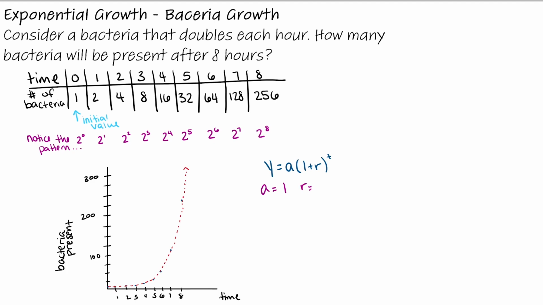Our rate is 100% because after every hour, we're increasing by 100% of what we had before. So our rate is 100% or 1. So if we plug all of that in, we get y equals 1 times 1 plus 1 raised to the t power, or y equals 2 to the t power, which is exactly what we found when we saw our pattern earlier.